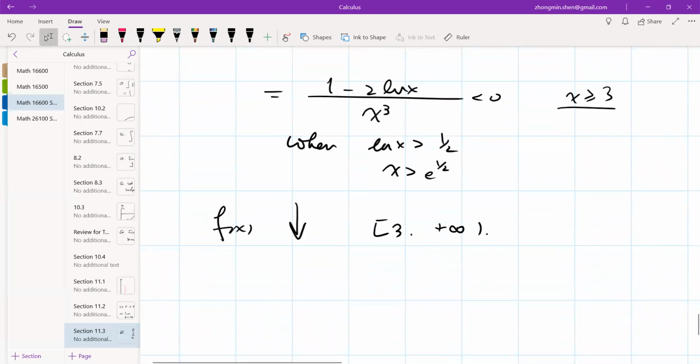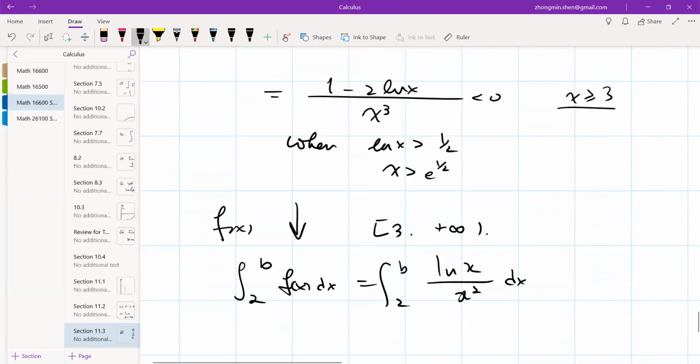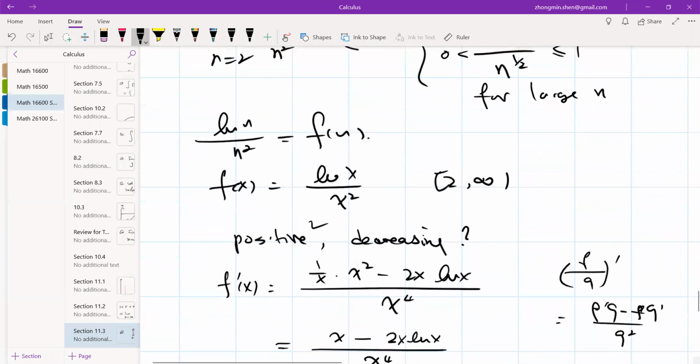Okay? Then you can compare it with the integral. The integral, it doesn't matter from where to where, can be from 3, can be from 2. Let's look at this integral, natural log of x over x squared dx, okay? How do you evaluate this integral? Can you do that?